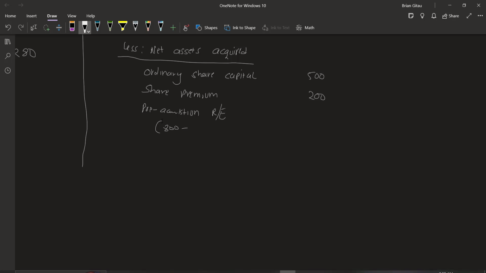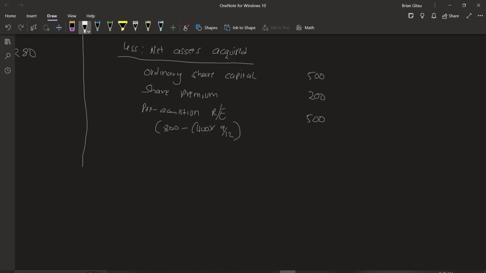minus 400, and since the company was not acquired for the full year, times 9 over 12. So that will give us our pre-acquisition retained earnings. So this is giving us 800 minus 400. This is giving me 500.